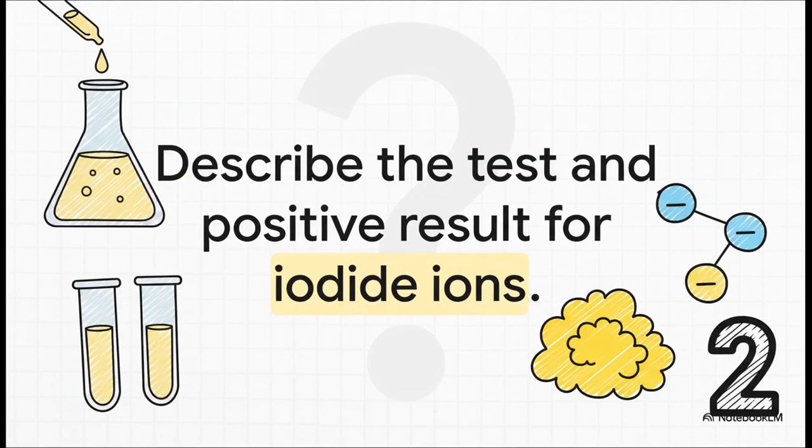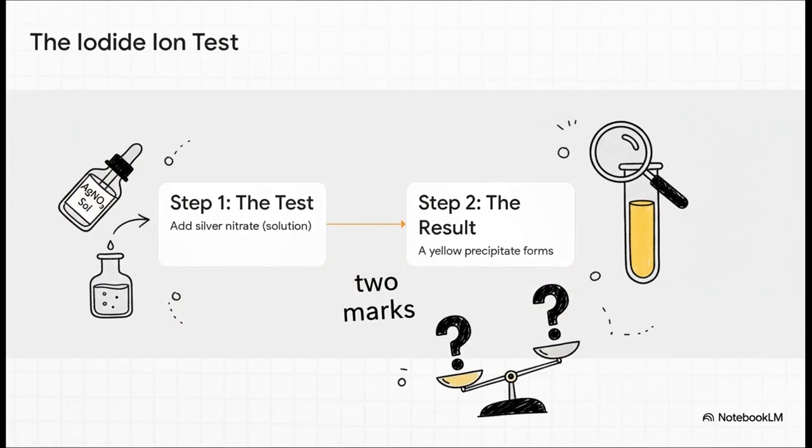And for the final question, we need to describe the test for iodide ions. Now look closely. It asks for the test and the positive result. That's a huge clue that this is going to be a 2-mark question. Let's break it down then. For the first mark, you have to name the chemical you add, which is silver nitrate solution. And for the second mark, you need to say what you see. A yellow precipitate forms. You've got to have both parts to get the full 2 marks.